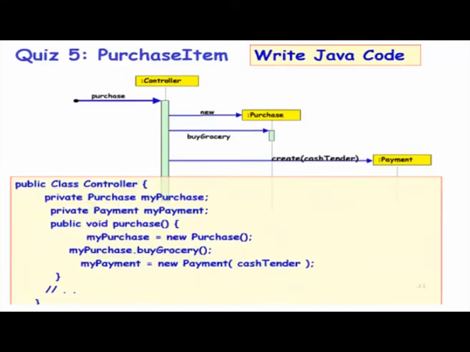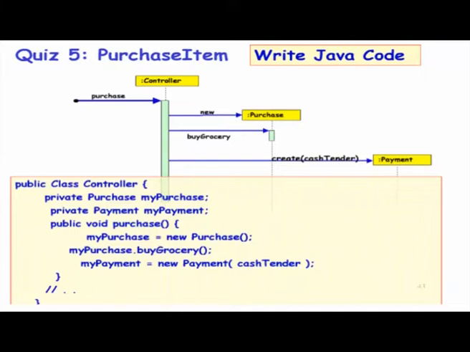This is another quiz. So, here we have this diagram given to us, and on the controller the purchase method is invoked. So, that means it must support the purchase method. Thus, once the purchase method on the controller is invoked, it invokes the new on the purchase. It creates a purchase object, and then it invokes the buy grocery, and finally it calls the create of the payment with the cash tender.